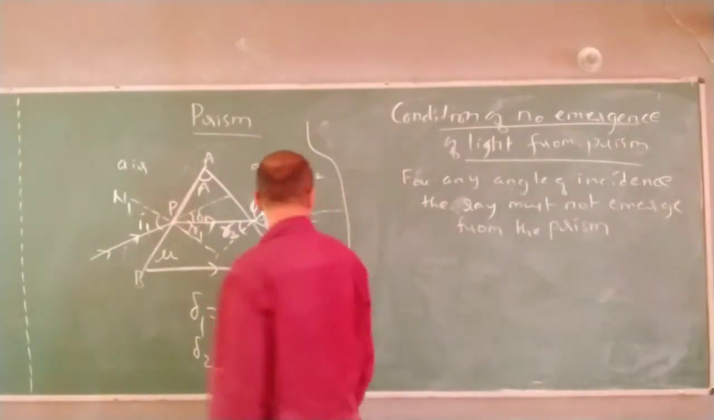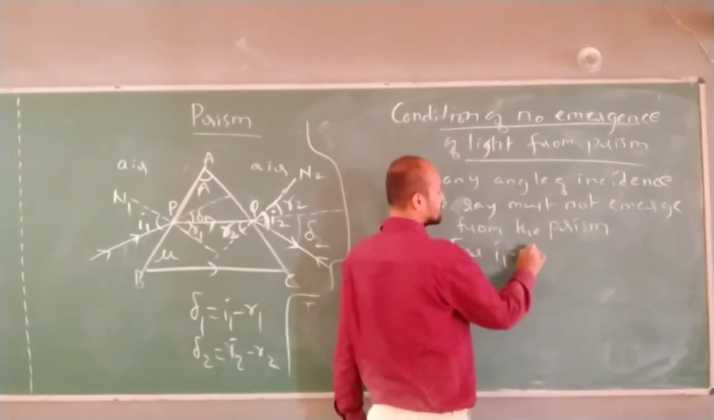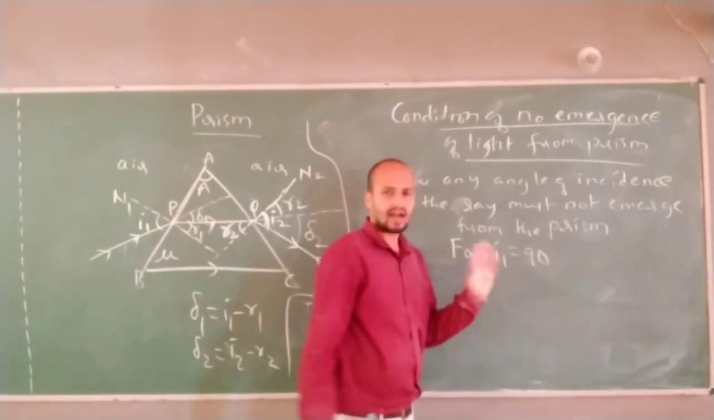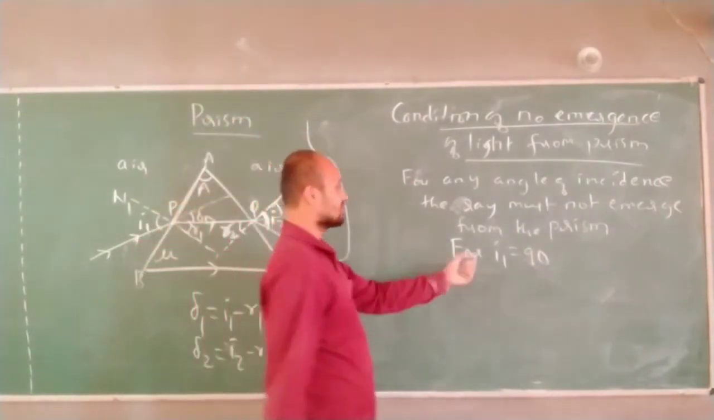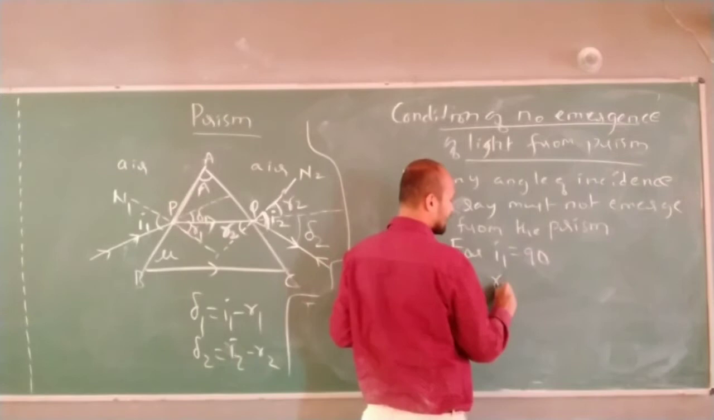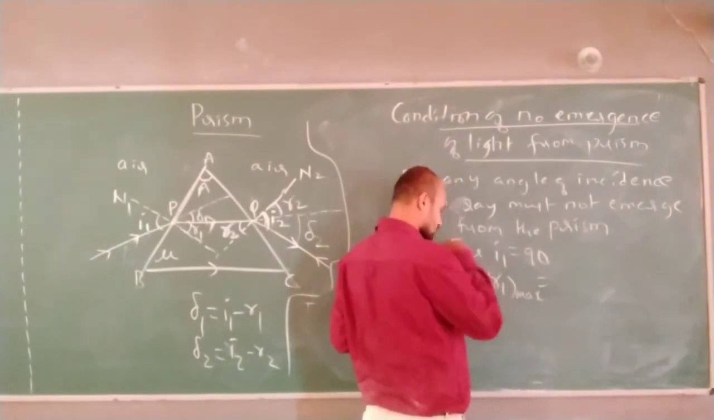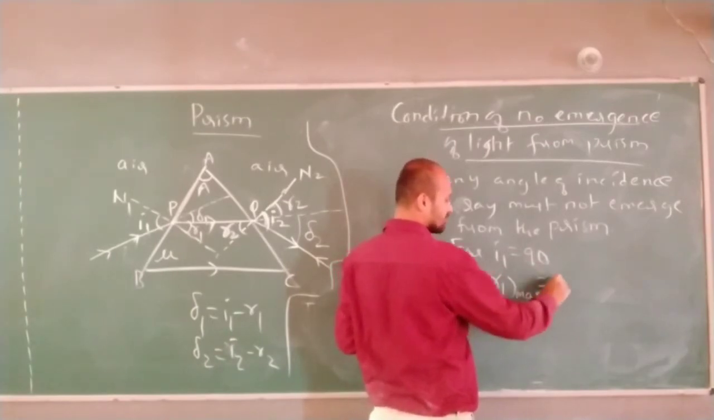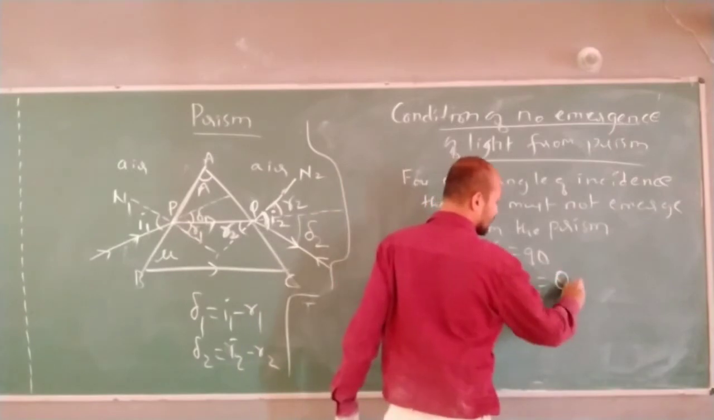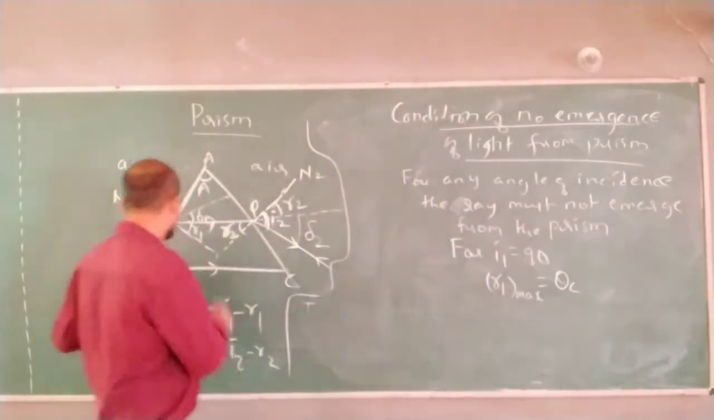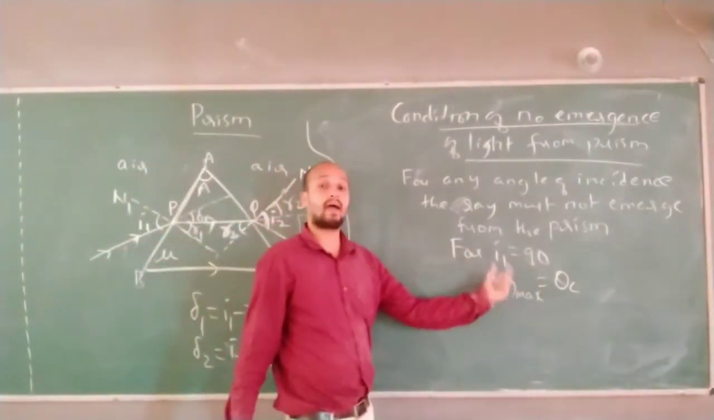So for any value, let us take the maximum value for I1, which is 90 degrees. When I1 is 90 degrees, R1 also will become maximum, because if you are increasing I1, R1 also increases. That will be equal to theta c, the critical angle. When I1 is 90 degrees, R1 will become theta c, which is the maximum angle for R1.